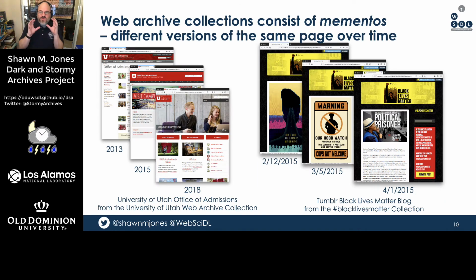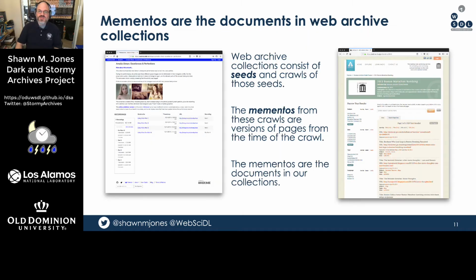So if we're looking at the collections and we're doing something with this Black Lives Matter blog, each of these mementos has the same seed. The same URL was used during the capture, but they were all captured at different times. And thus, they have different content and they are different mementos. But each one is its own document. And thus, the documents in our Web Archive collections are the mementos themselves.